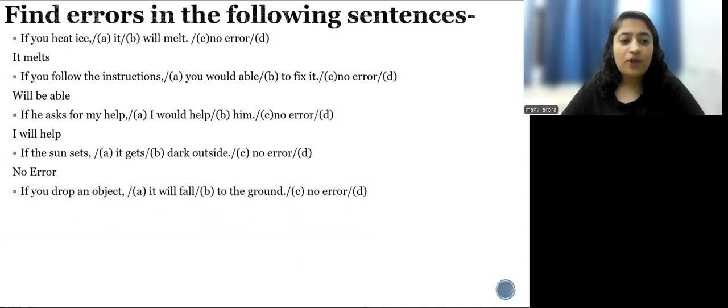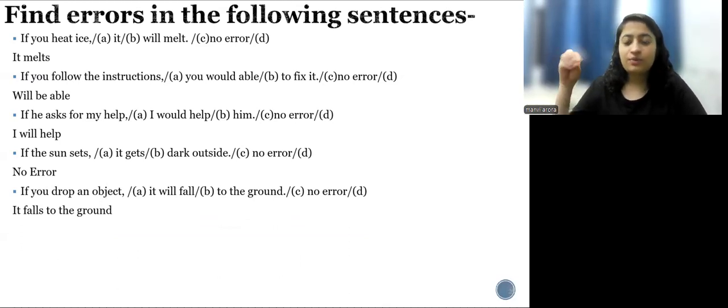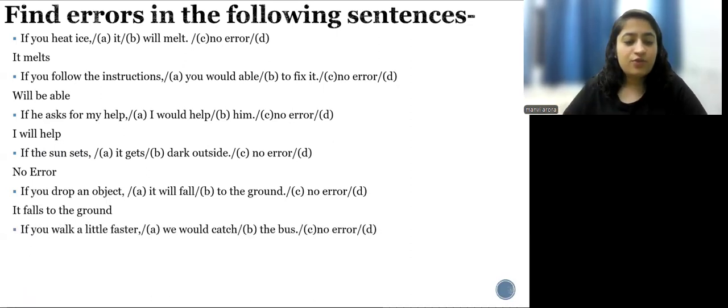So, if you drop an object, it will fall to the ground. It falls to the ground because it is a universal, scientific fact. Mainly it is a universal truth. If you drop something, because of gravity, it falls to the ground only. So both the tenses should be in present tense only.